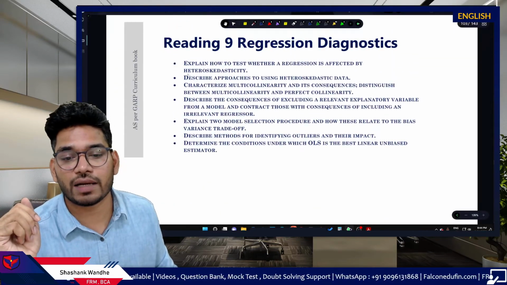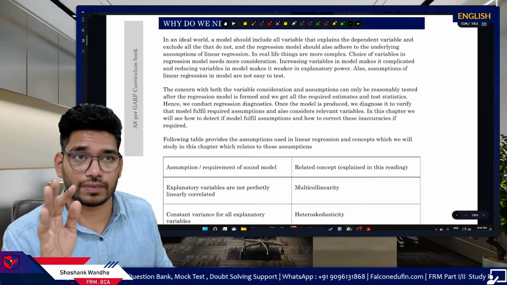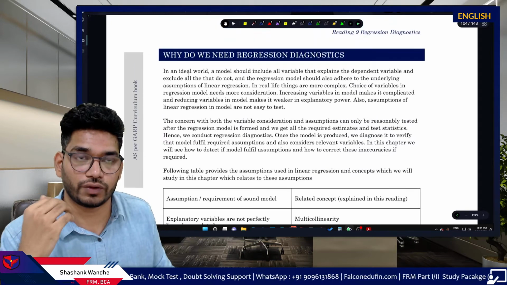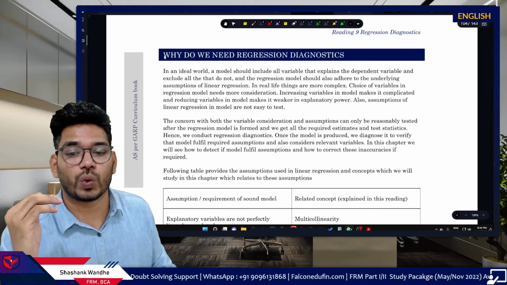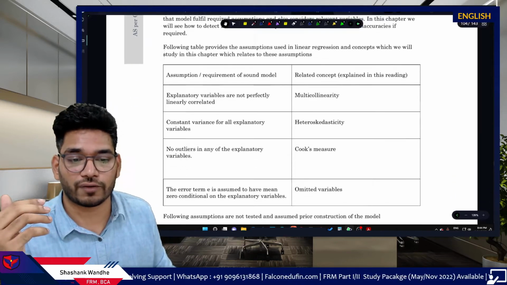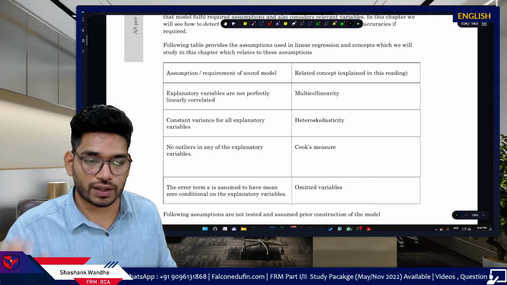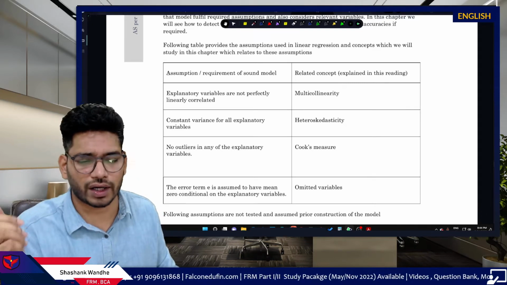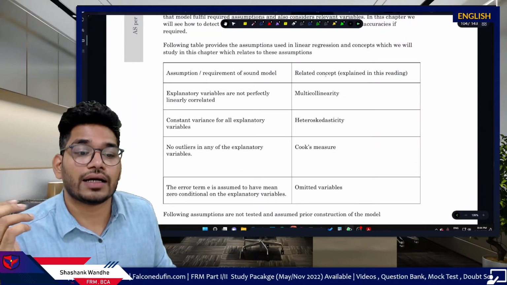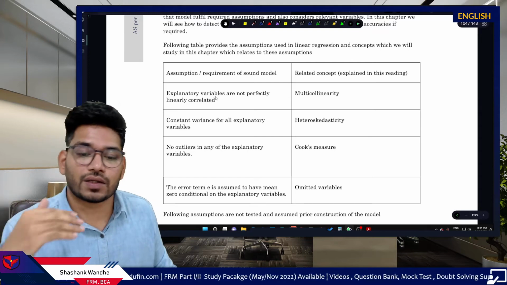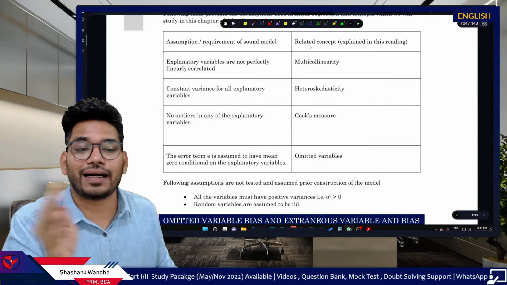Next is reading number 9, which is regression diagnostics. Very important reading. Because the exam is theoretical now, we should focus more on the theoretical types of chapters, and this particular chapter is a theoretical chapter where a lot of things can be tested in the examination. We have added a lot of questions on this area in our question bank and the mock test. This reading starts with the assumptions and related concepts. So first, what are the assumptions, what are the violations, and what concepts relate to those assumptions.